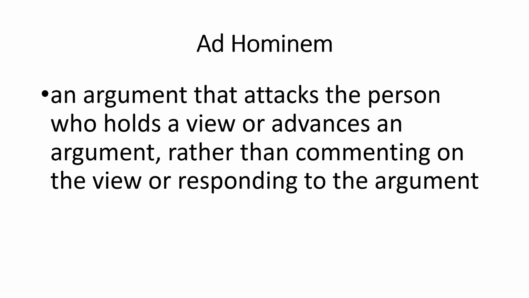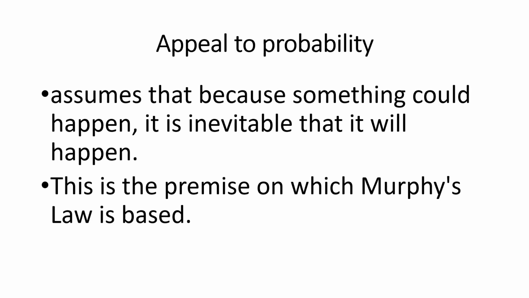So first one is the ad hominem, an argument that attacks the person who holds a view or advances an argument rather than commenting on the view or responding to the argument. Next is appeal to probability. Assumes that because something could happen, it is inevitable that it will happen. This is the premise on which Murphy's law is based.